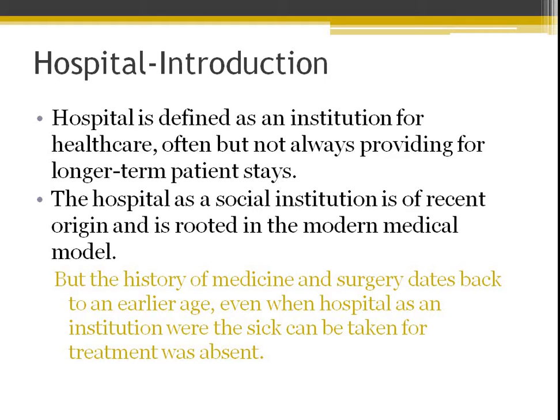Next, the hospital is a social institution because it is built for the society and for social welfare purposes. The word hospital might be of recent origin, rooted in the modern medical model. But the history of medicine and surgery dates back to an earlier age. Probably we don't know when the idea of medicine or surgery started, even when the hospital as an institution where the sick can be taken for treatment was absent. But now we know that the hospital is a very important social institution which is deeply rooted in the modern medical model.